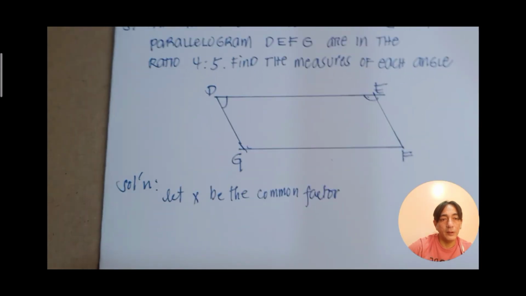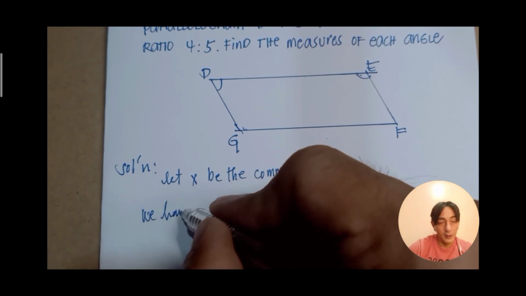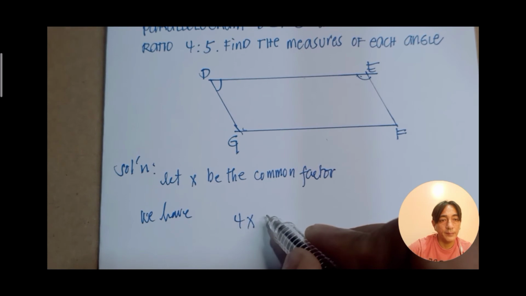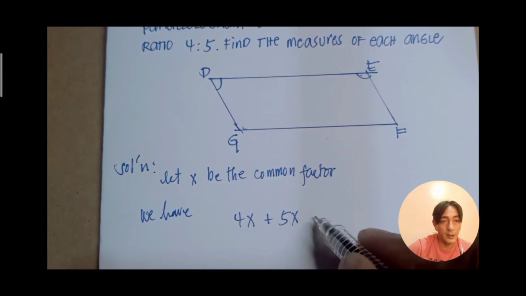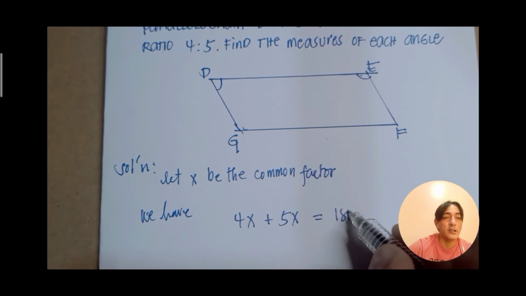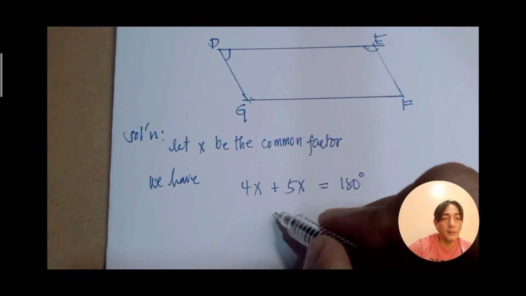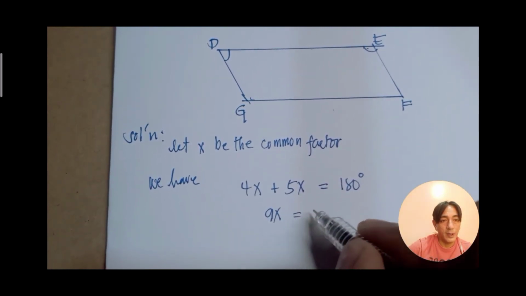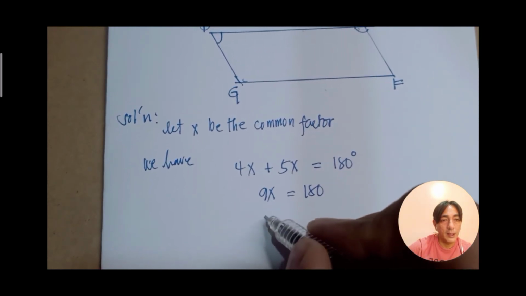So we can say now that 4x plus 5x is equal to 180 degrees. Supplementary sila. Okay, so we have now 4x plus 5x will be 9x equals 180 degrees. Okay, so madali na. Makukuha na natin yung x.